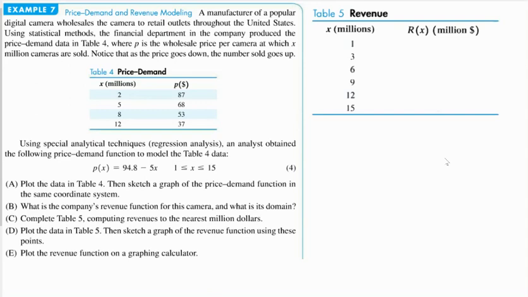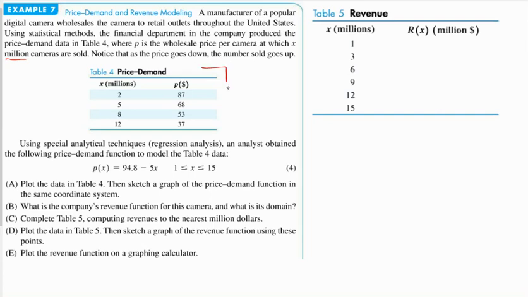So here in example 7, it says a manufacturer of a popular digital camera wholesales the camera to retail outlets throughout the United States. Using statistical methods, the financial department in the company produced the price demand data in table 4, where little p is the wholesale price per camera at which x million cameras are sold. So notice that x is counted in millions. Notice as the price goes down, the number sold goes up.